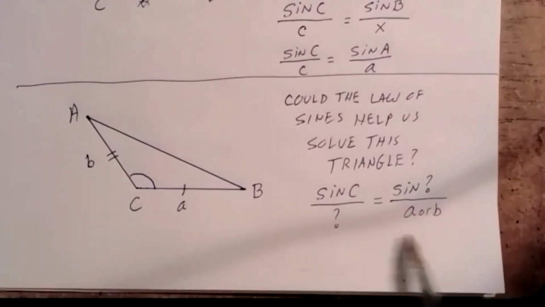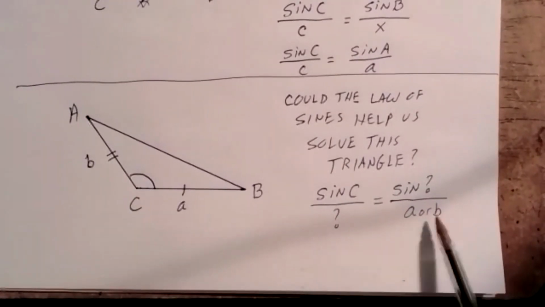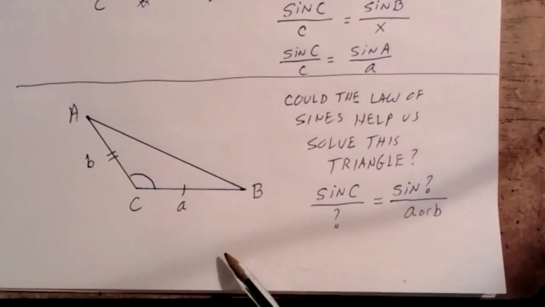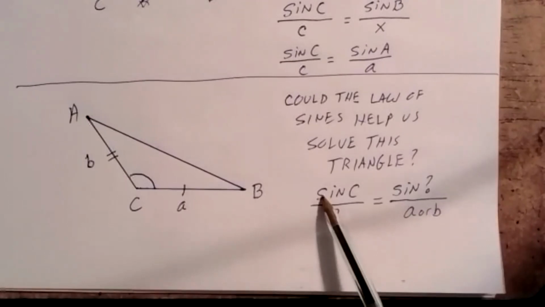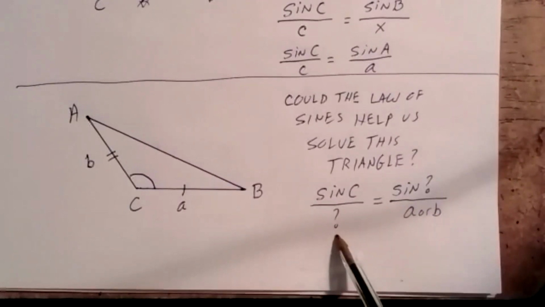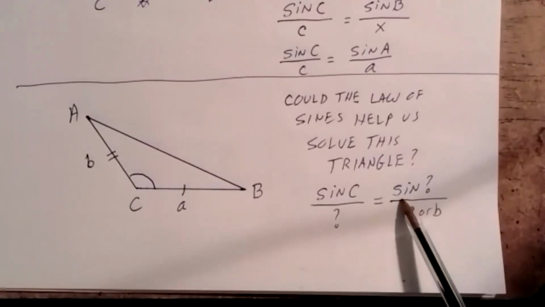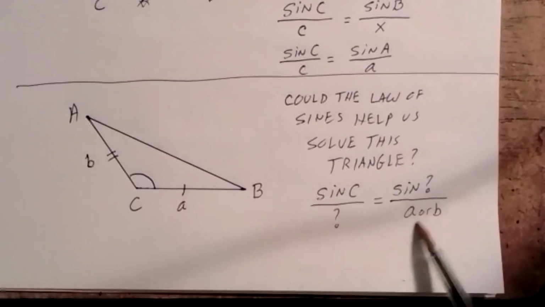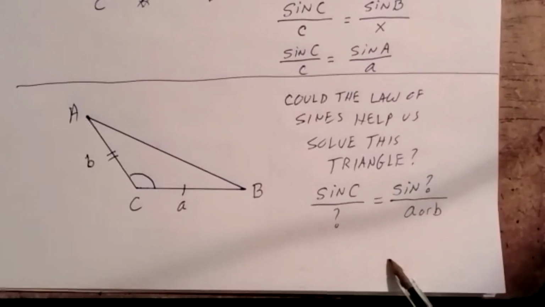You see, we've got a big problem here. We don't have enough information using the law of sines to solve this triangle. The sine of angle C, we do know, would be over some unknown length side C. But the problem is we don't know angle A or B's measure, so we cannot set up a proportion involving the law of sines to solve this triangle.